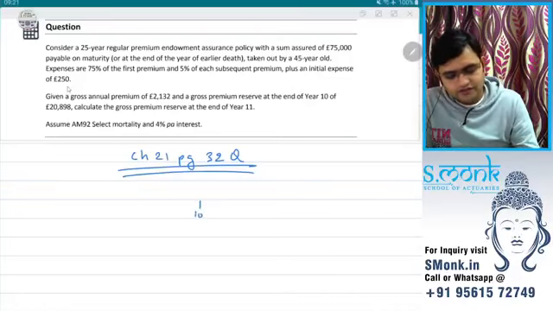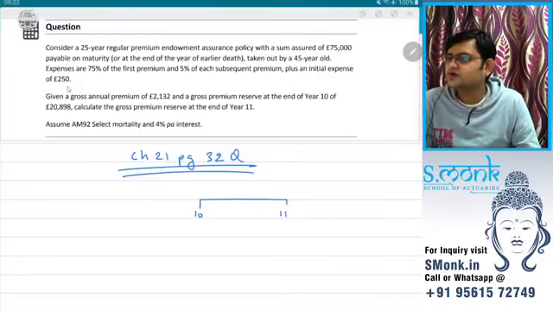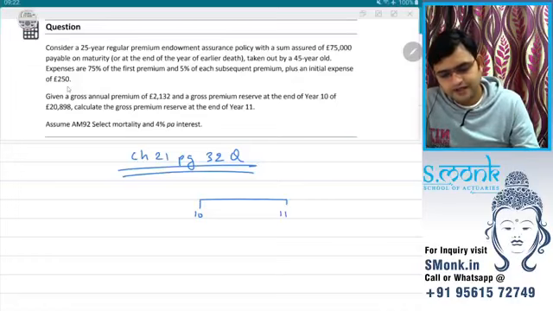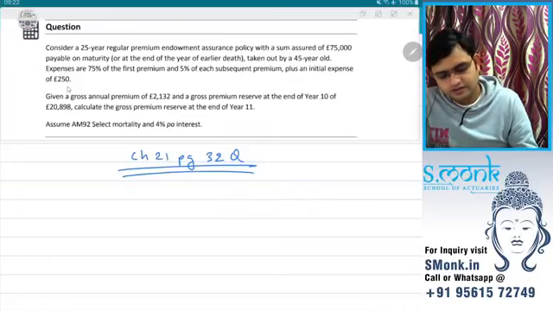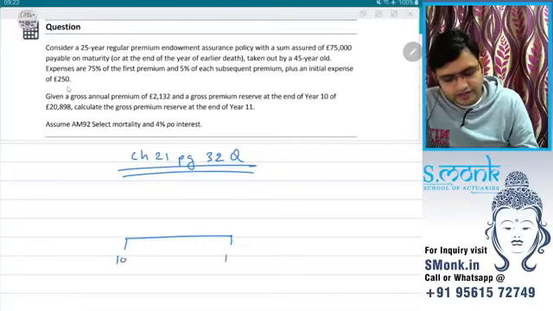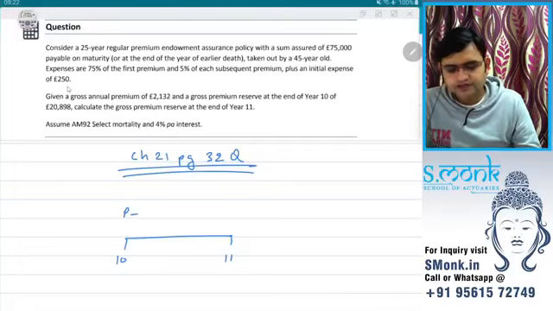So at time 10, what happens? Time 11, what happens? We are saying at the beginning of the 11th year, we will be earning premium. I'll just write as P minus 5% of each subsequent premium. That is what we will be subtracting.